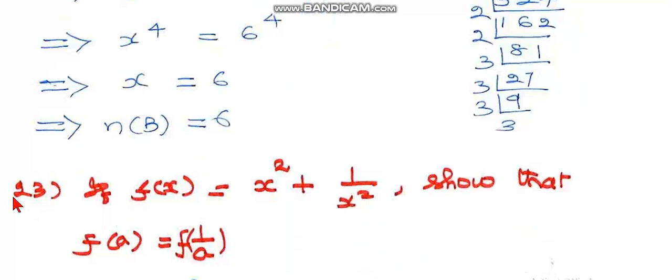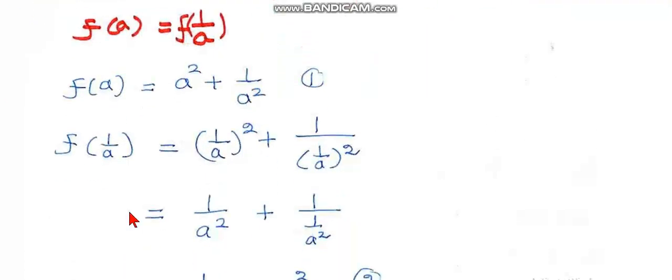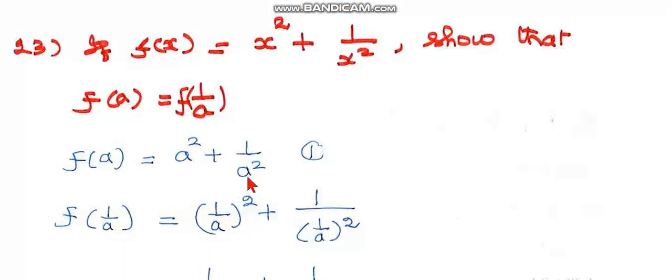Question number 23. If f of x is x squared plus 1 by x squared, show that f of a equal to f of 1 by a. Let us find f of a. What is f of a? Instead of x, we have to put a. So a squared plus 1 by a squared. What is f of 1 by a? Instead of x, we have to put 1 by a. So 1 by a whole squared plus 1 by a whole squared.